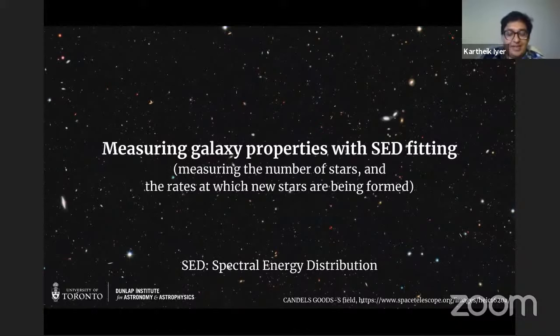Questions two and three were, how many stars does a galaxy have? And what is the rate at which new stars are being formed by a galaxy? The way we find out these two quantities is by doing something called SED fitting, where SED stands for spectral energy distribution, which is a fancy way of saying what is the brightness of a galaxy at different wavelengths.